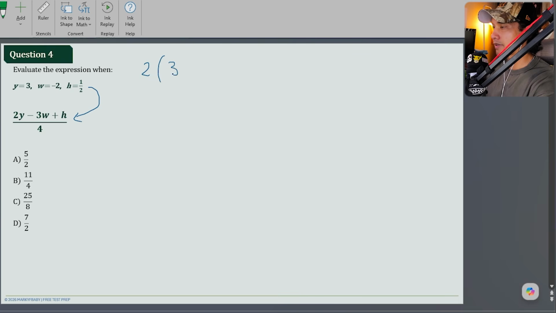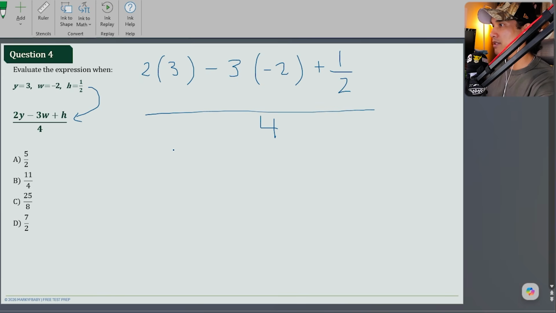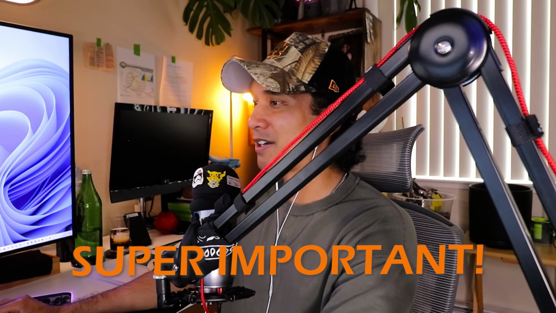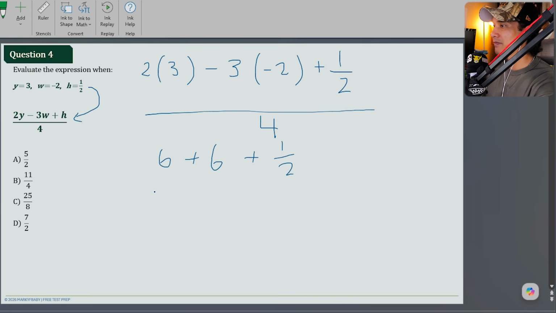2 and then parentheses 3, right? Because y is equal to 3, minus 3, and then negative 2, and then plus 1/2, all over 4. Okay, let's go ahead and simplify. 2 times 3 equals 6. Negative 3 times negative 2, that is positive 6, because a negative times a negative equals a positive. Okay, and then plus 1/2, and then everything over 4. Now let's go ahead and combine these 6's, and then we're left with 12 plus 1/2 over 4.